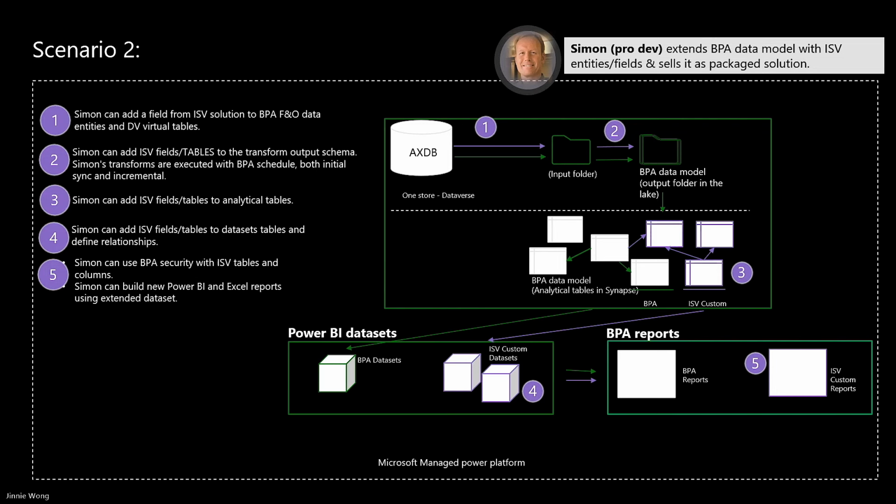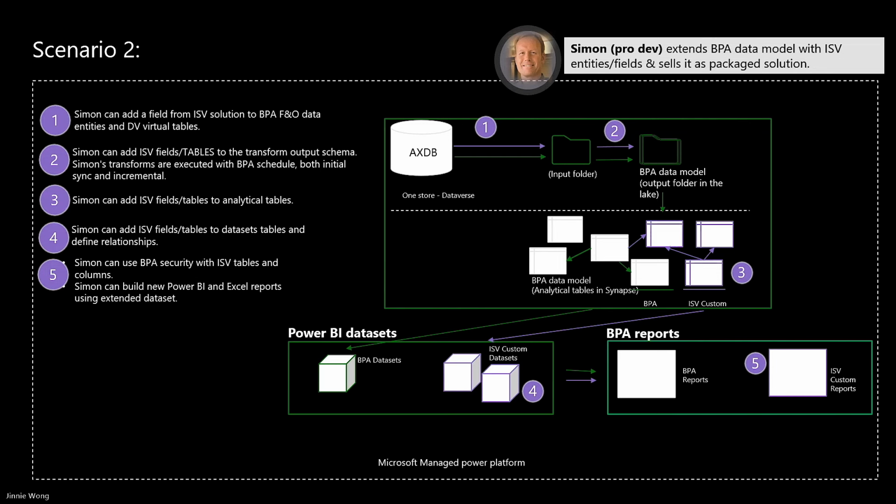So in action one, you get the possibility to extend the virtual entities we're using, which influences the import folder we are using. All right, with the second action, you can go and add the ISV fields and tables, and you can transform the output schema to reflect the new fields you added into the input folder in step one. So with that, the output folder is influenced, and you can start to see your custom fields, your ISV fields, in the analytical tables.